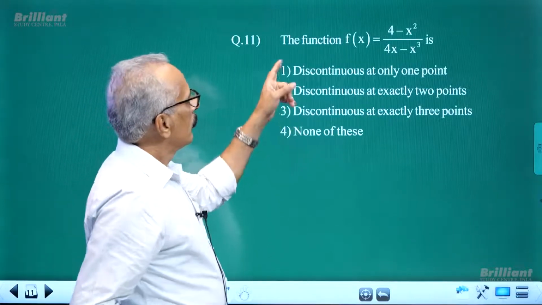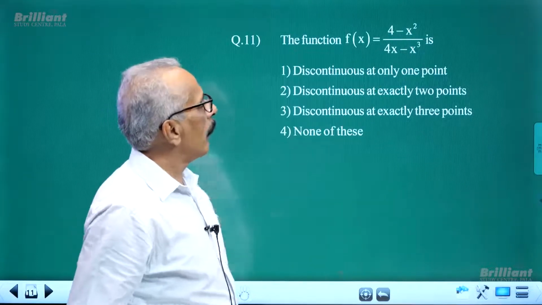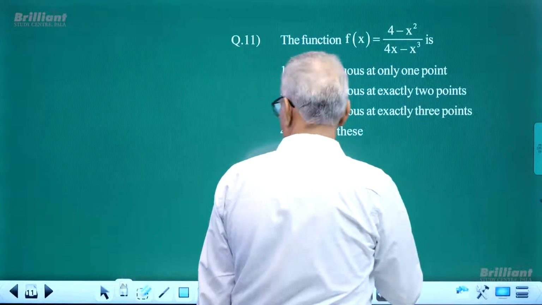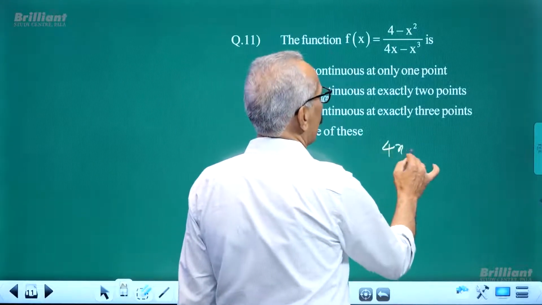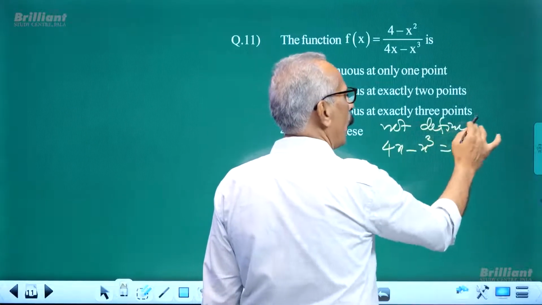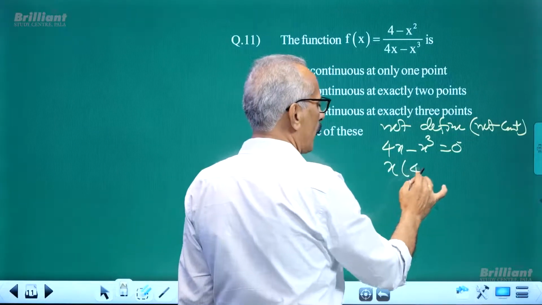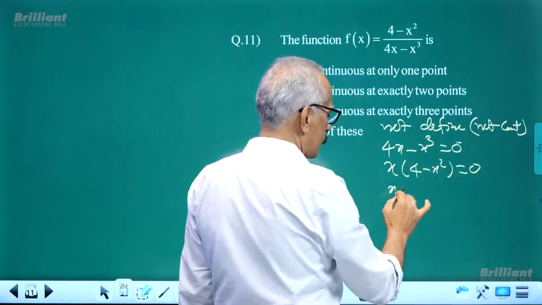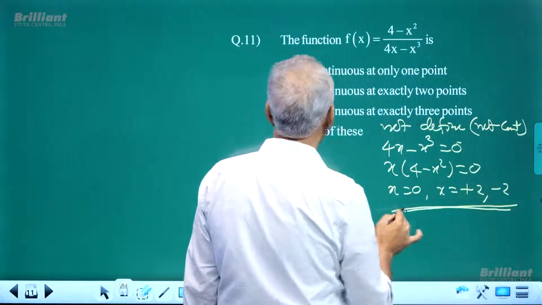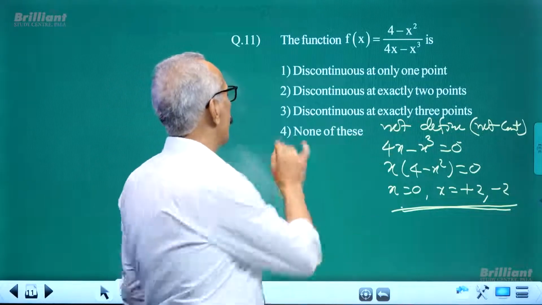Question 11. The function f(x) is equal to this is discontinuous at how many points? When is it discontinuous? When it is not defined. When is it not defined? It is not defined when 4x minus x cube equal to 0. So it is x into 4 minus x square equal to 0. X equal to 0, x is equal to plus or minus 2. So there are 3 points at which it is discontinuous. Your answer 3.